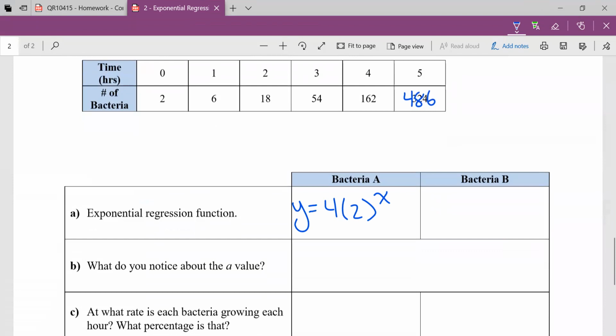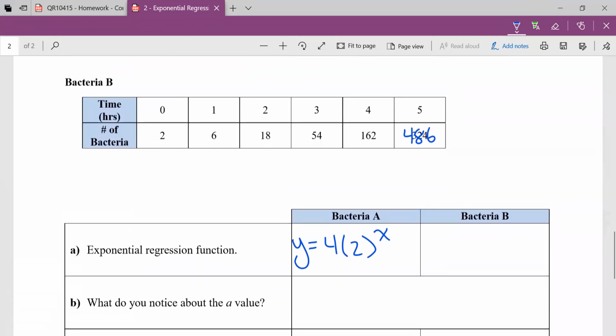Okay, now that we've done one together, I want you to input the data for bacteria B. Just note, I had a little typo that I noticed a little too late. The last value is 486. So go ahead, hit pause, put that data in and get the equation, and we'll see if ours match.